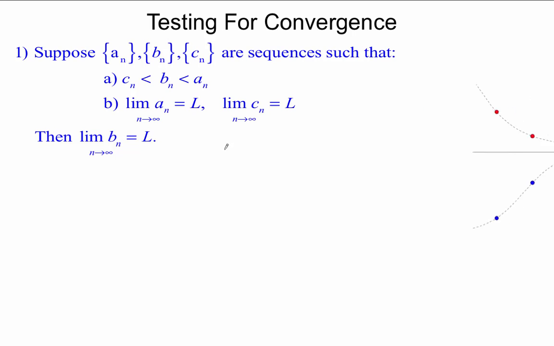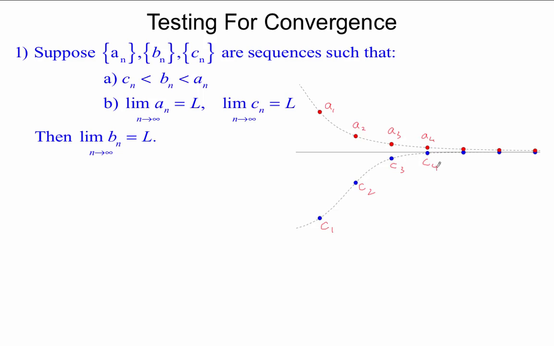Let's first draw a little picture of this. So here is the sequence A. This is A1, A2, A3, A4, etc. And here is the sequence C. So C1, C2, C3, C4. And now they're clearly tending towards the same limit. That limit is L, whatever that L is.